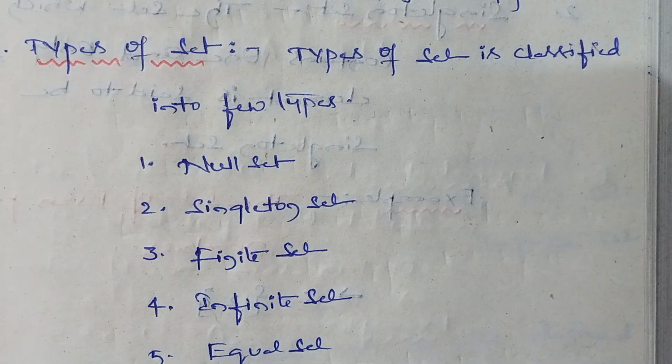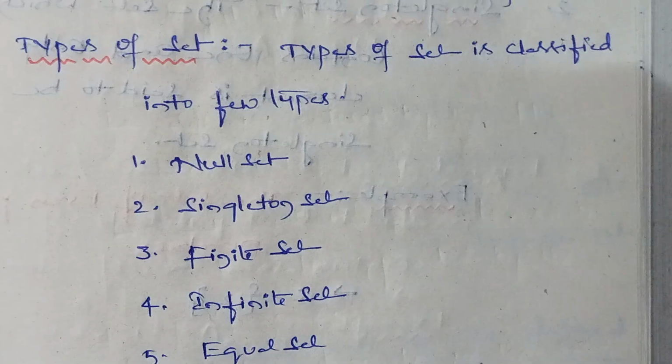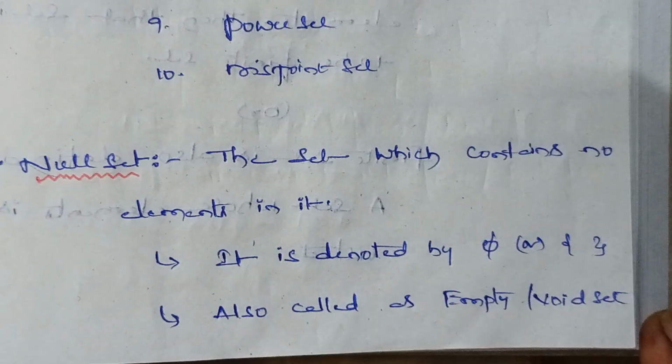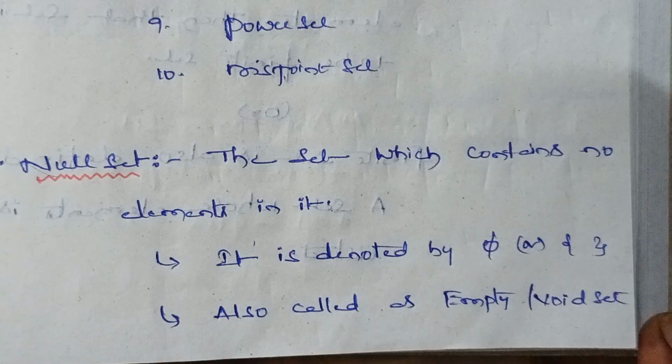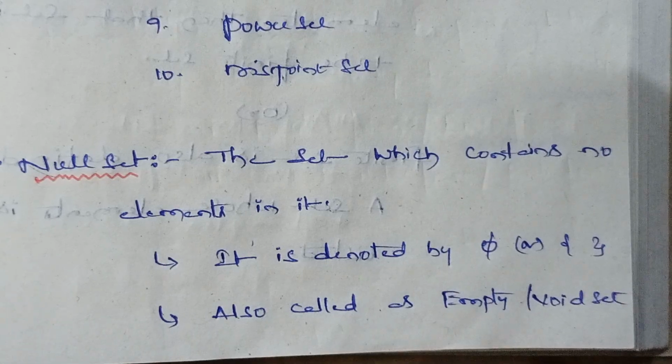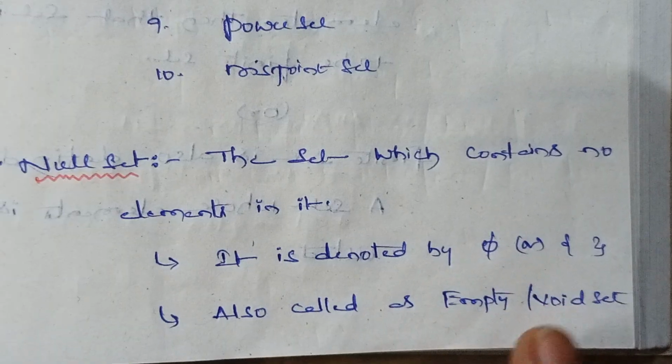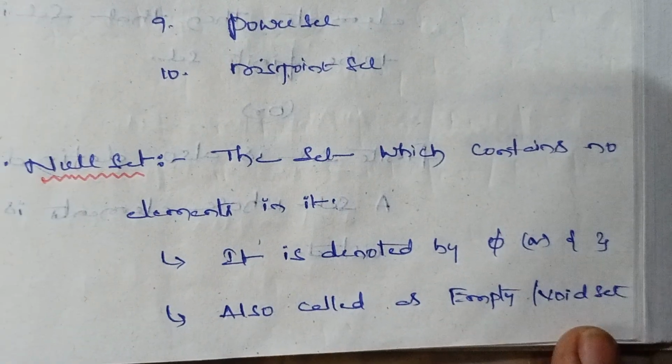So the first one is the null set. A null set is nothing but the set which contains no elements, students. The set which contains no elements. Okay, no data available. It is denoted by either phi, read as phi, or flower brackets without data, also called an empty set.